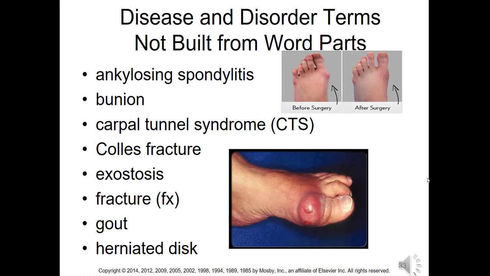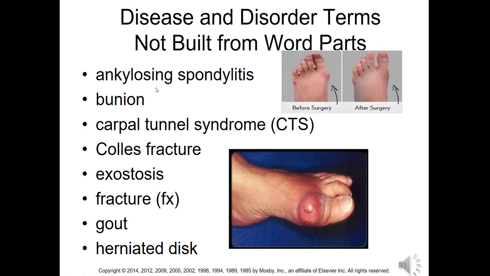So there are quite a bit of diseases and disorders that are not built from word parts. Ankylosing spondylitis, this is a type of arthritis that affects the spine initially. And what it causes is a forward bend of the spine. And so you'll kind of have one piece of the spinal column going over the other.